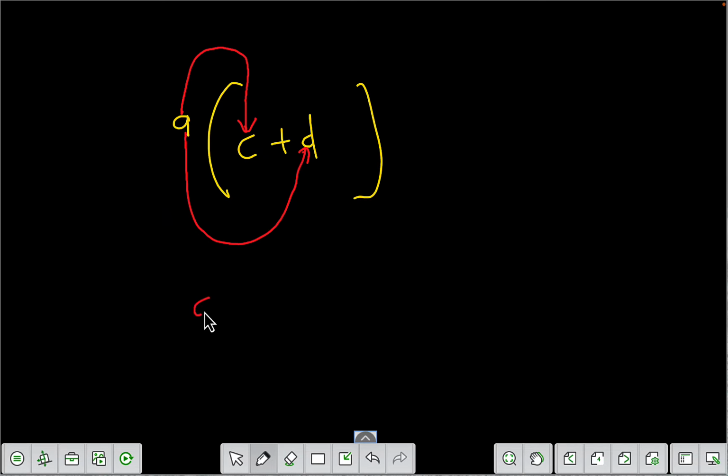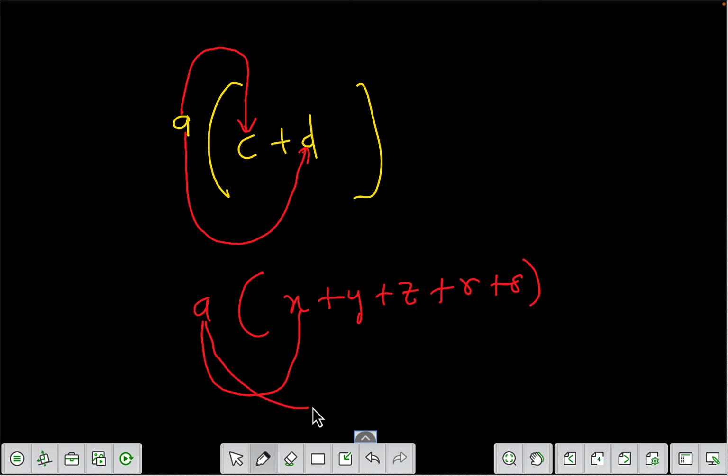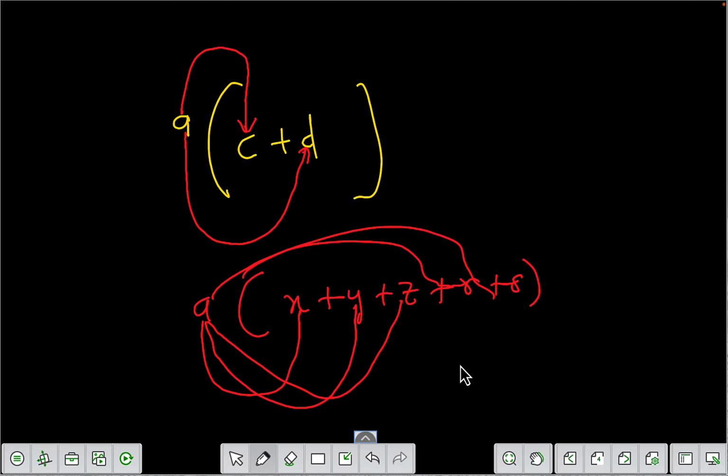If there's a here, let's say x plus y plus z plus r plus s, I have to multiply a by x. I want to multiply a by y. I need to multiply a by z, a by r, and then a by s. That is how it works. Okay, very simple. Let's look at some examples.